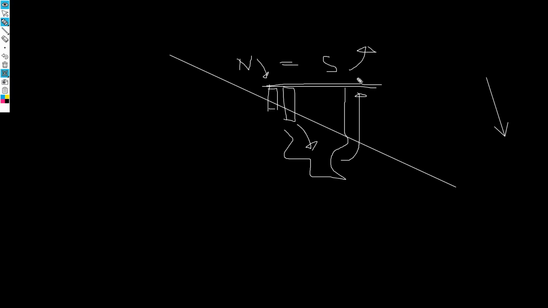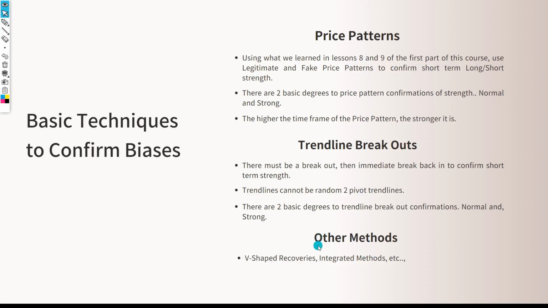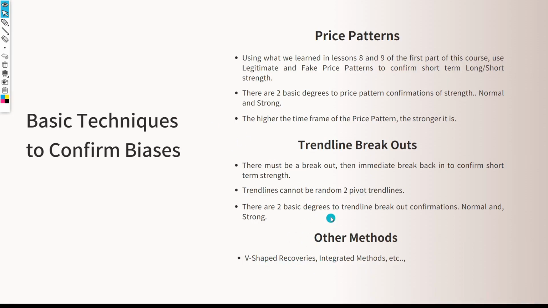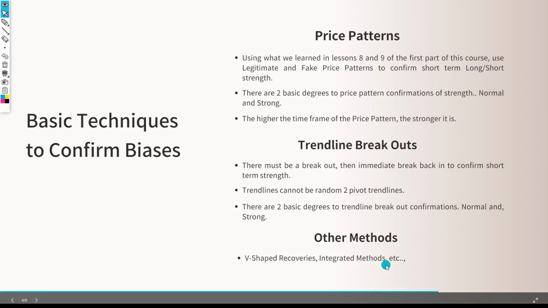All right, so let's go on to the final one. Okay, so finally, other methods. Okay, so beyond these basic ways to confirm biases, there are more advanced ways of confirming biases. But don't get me wrong, price patterns and trendline breakouts are enough to provide the trader a means to confirm higher time frame biases. Now, one of those are V-shaped recoveries, like I showed you earlier. And moreover, there's also integrated methods.